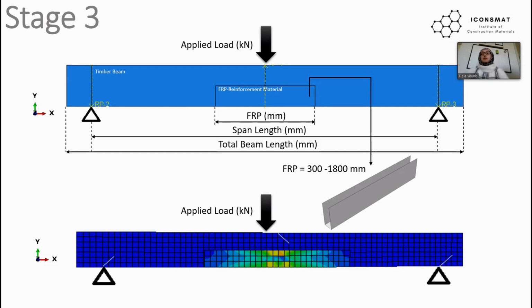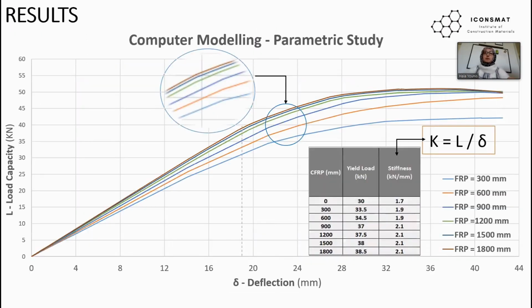And as a result, the load deflection curve is this one. The results show that the load carrying capacity of the member is improved with increasing the length of the fiber reinforcement polymer. But as we can see here in the figure, after reaching a particular length of fiber reinforcement polymer, there is no significant improvement found in the result.